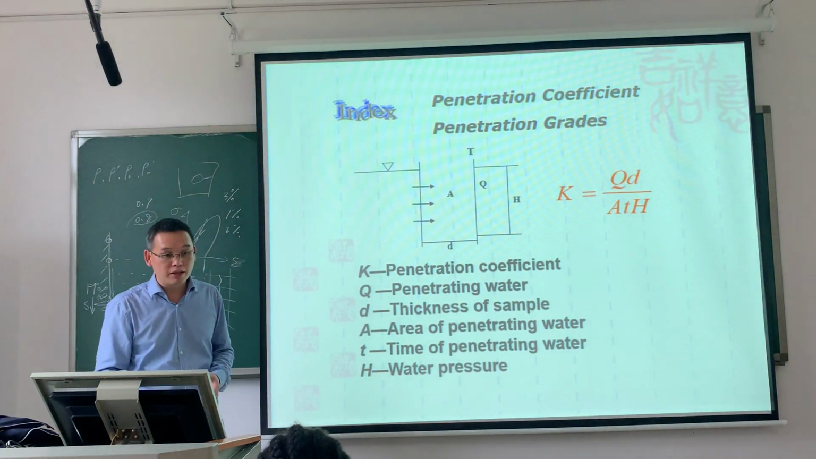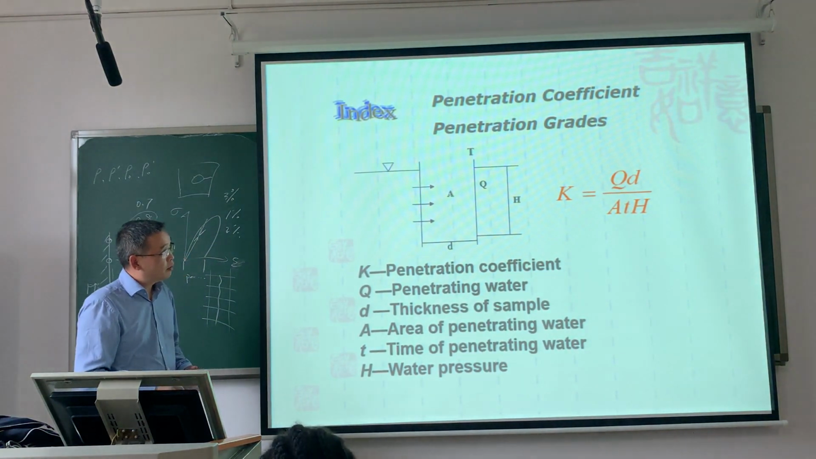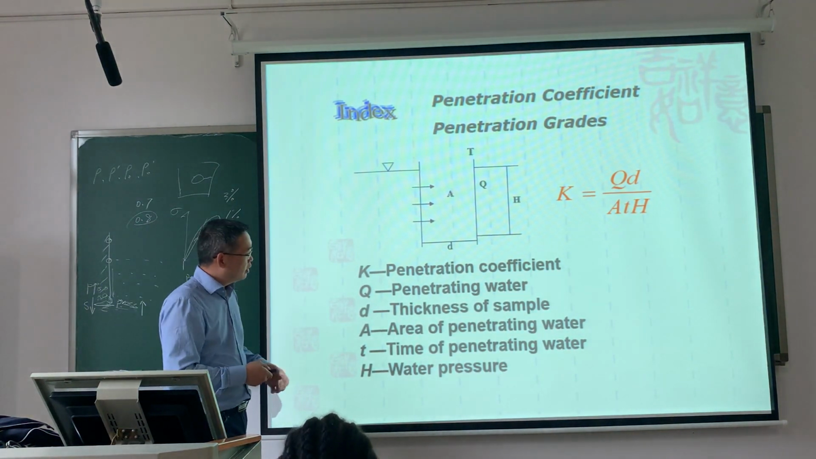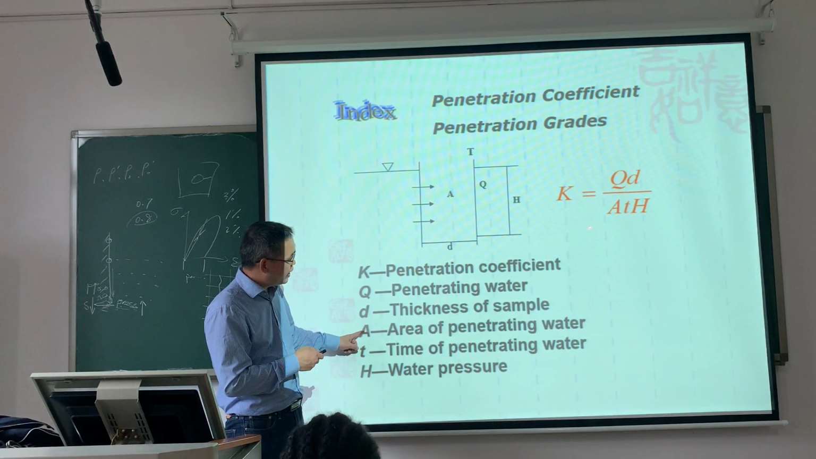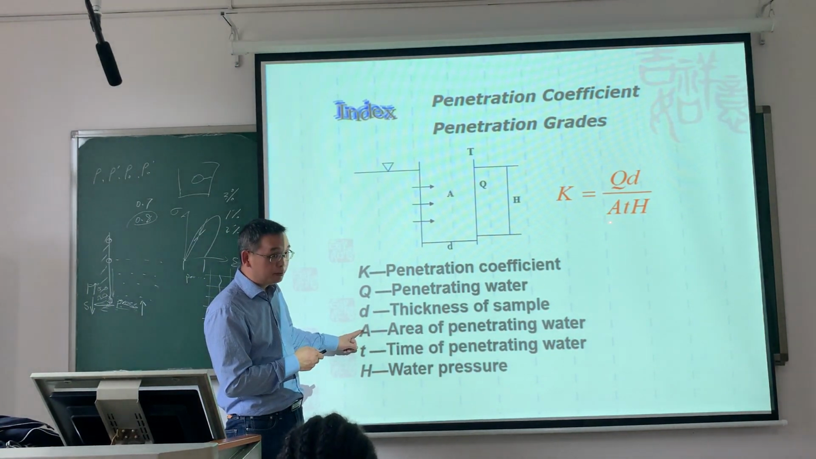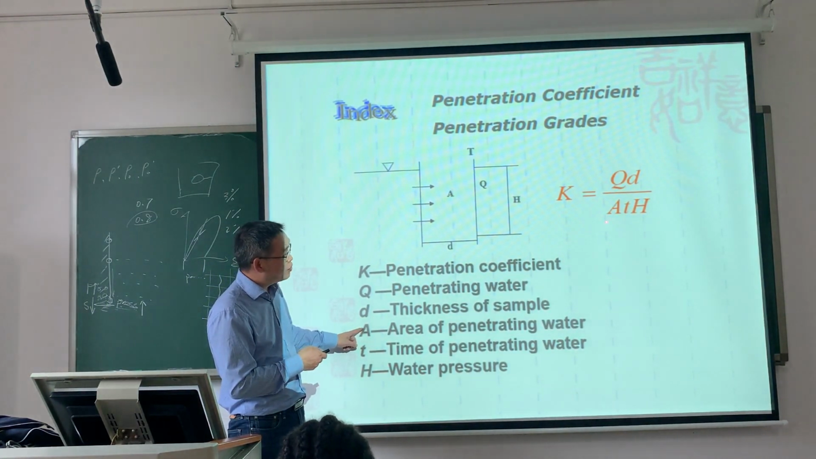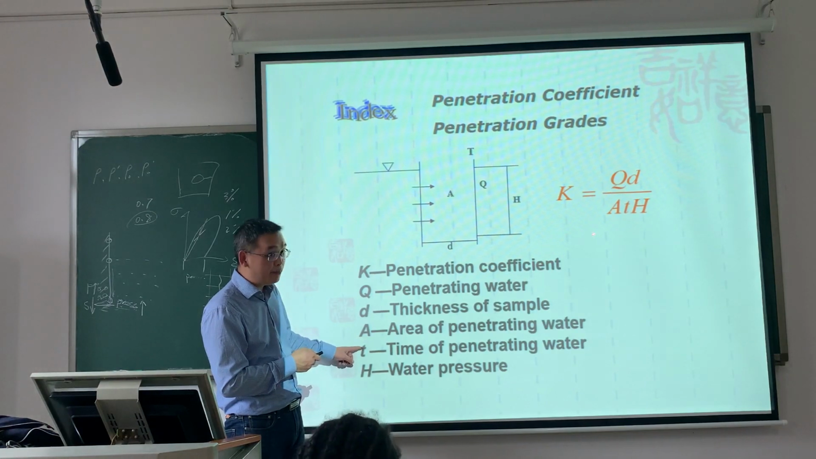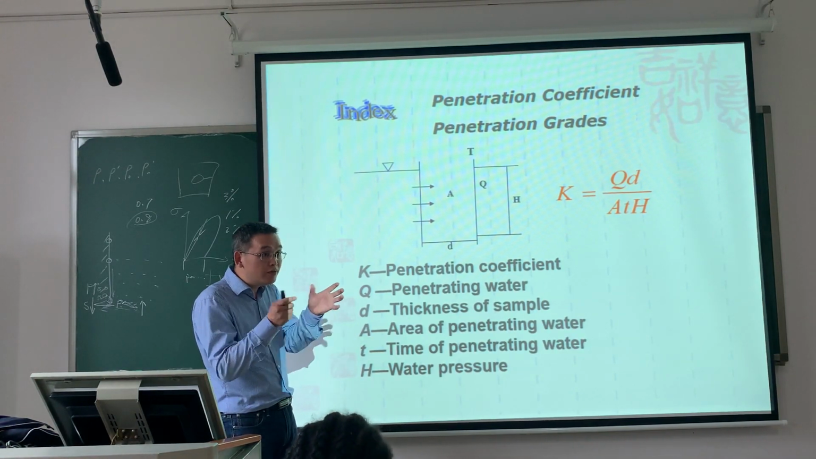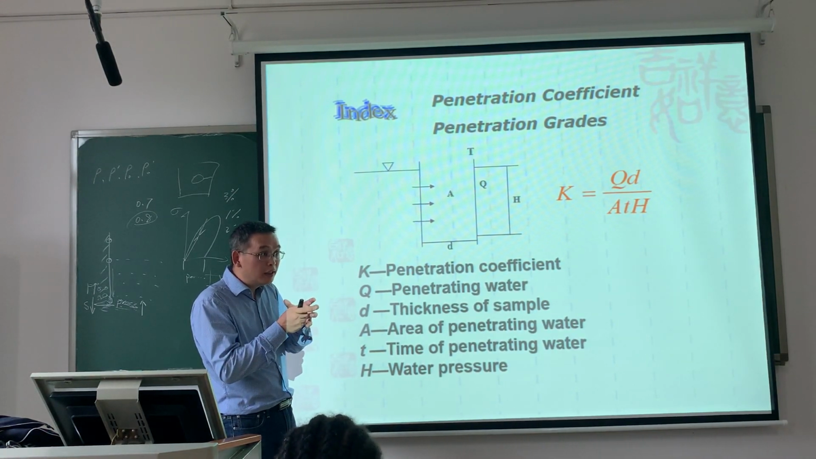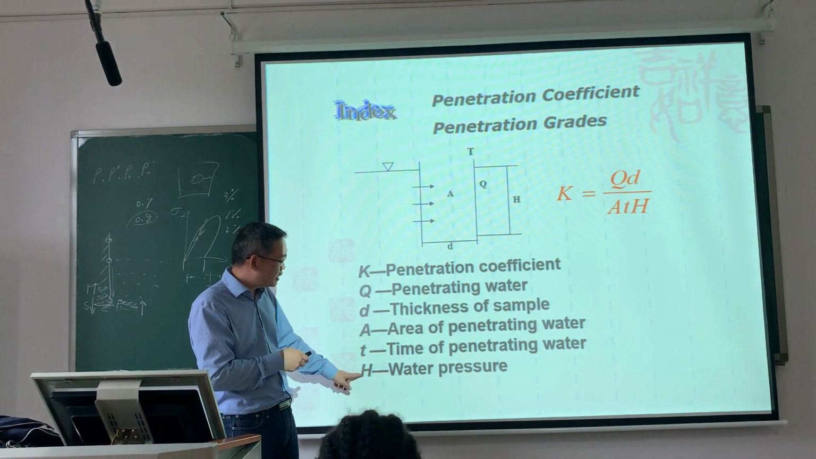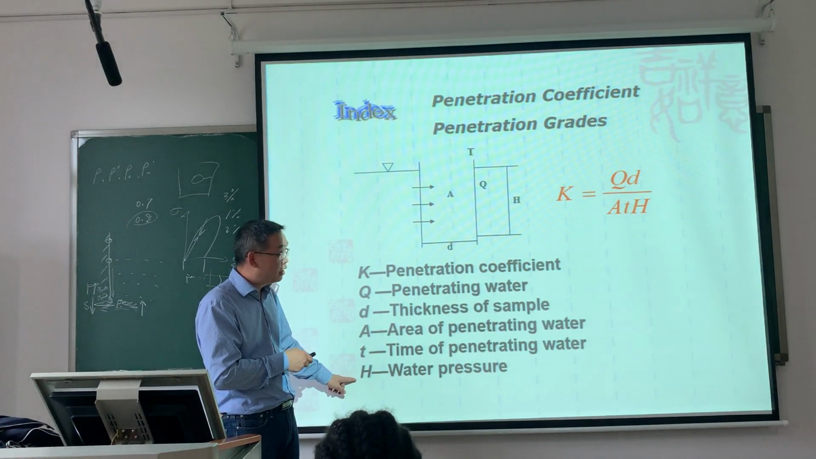In this formula, A means the area of penetrating water, and T is time. If the time is short, it's not good. And this is the pressure.